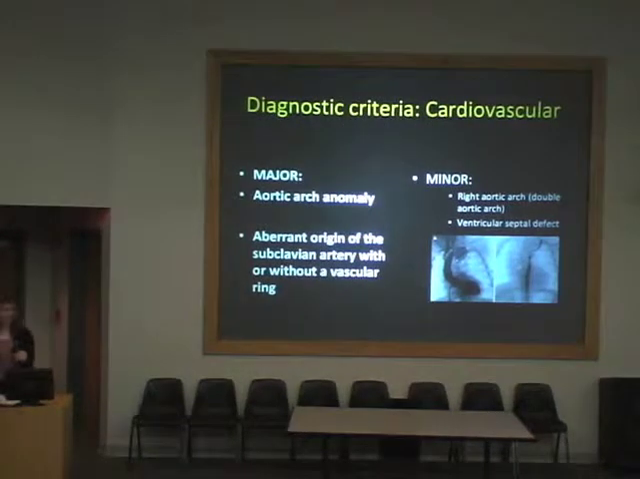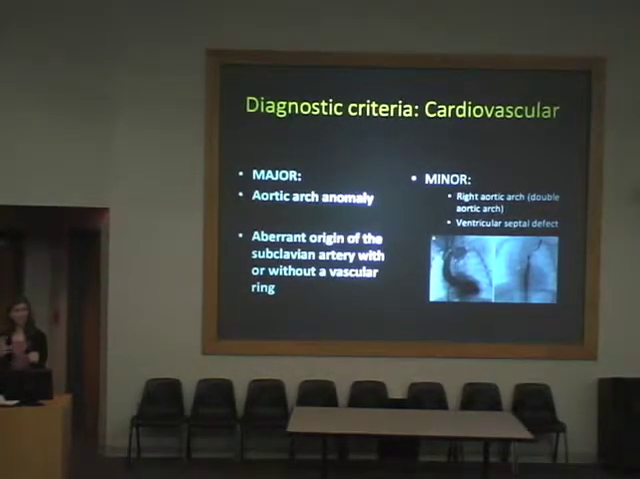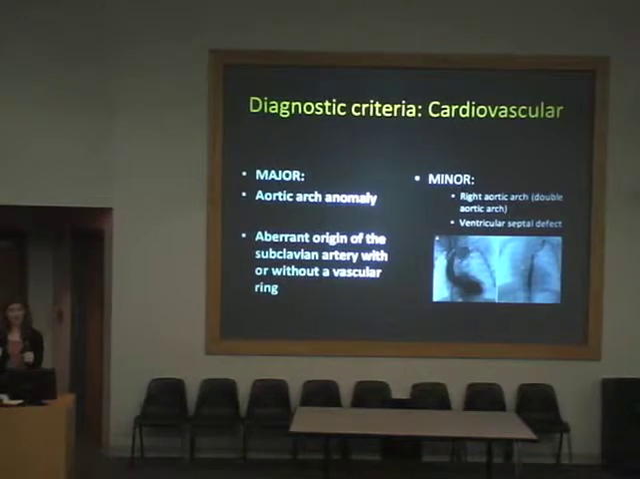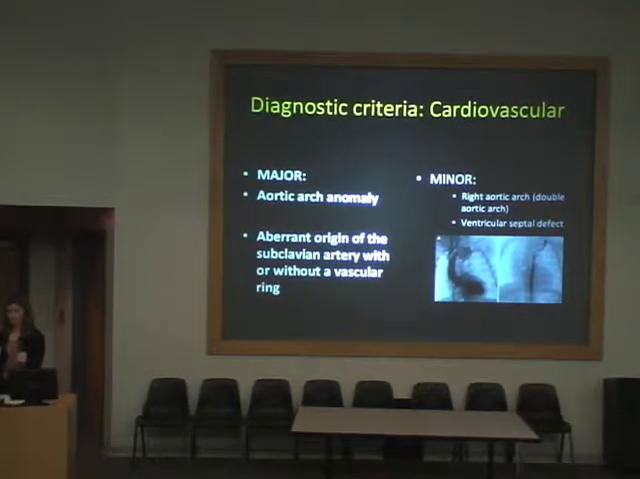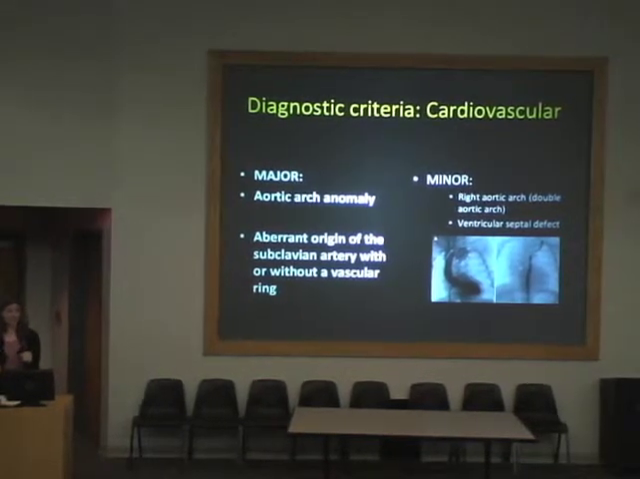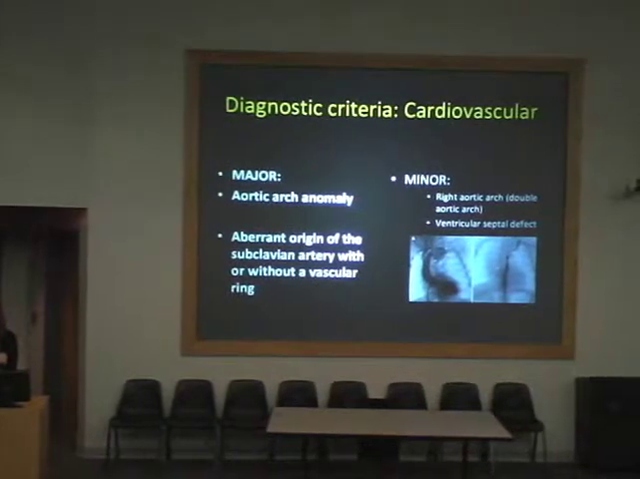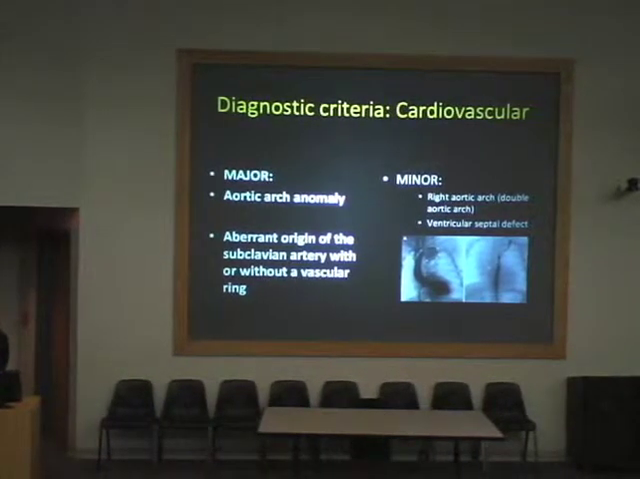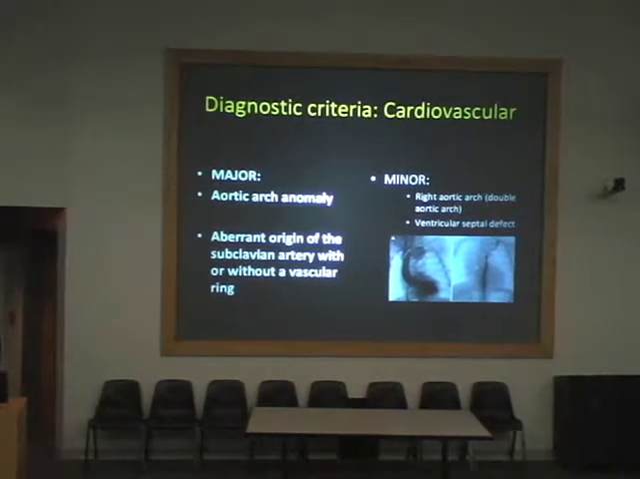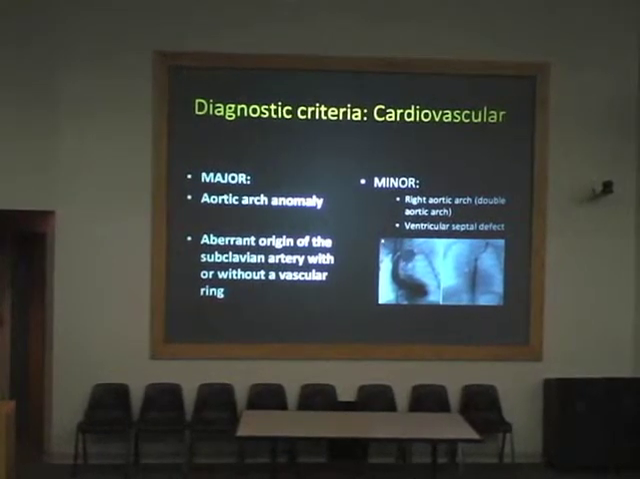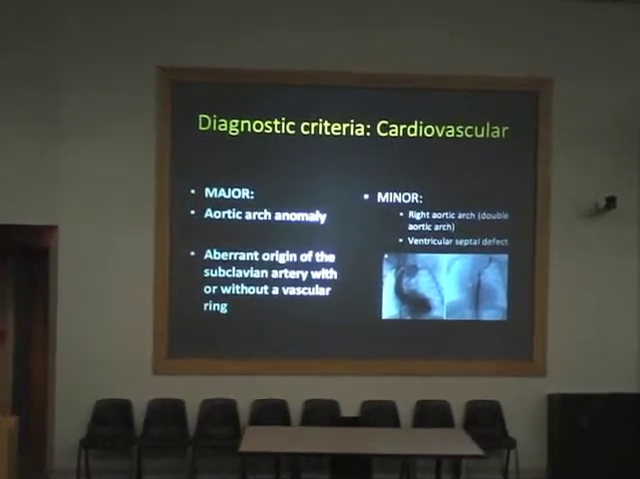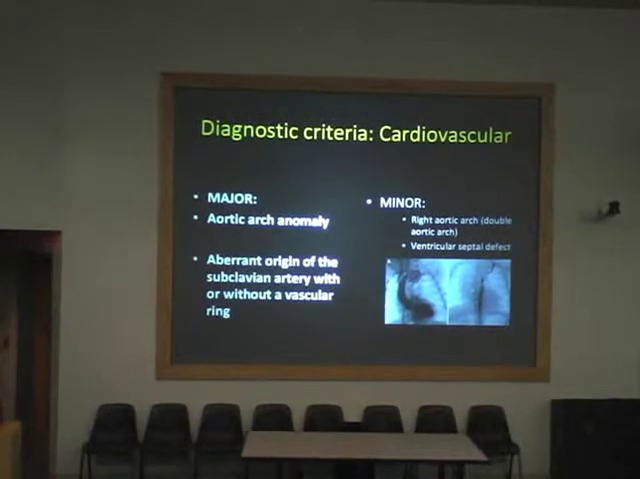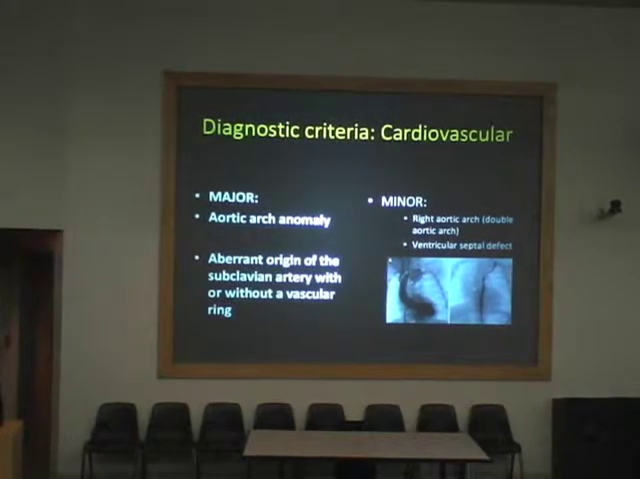For the major heart issues, they mainly relate to the aortic arch, as we talked about yesterday as well. There are a variety of different arch anomalies that we're seeing: the coarctation and also the dilated aortas, and then the aberrant takeoff of the subclavian artery, with or without the vascular ring. And then the minor criteria are right aortic arch or a ventricular septal defect.